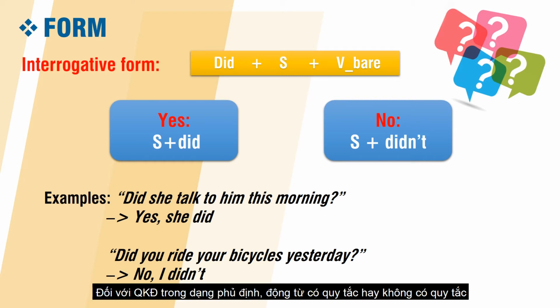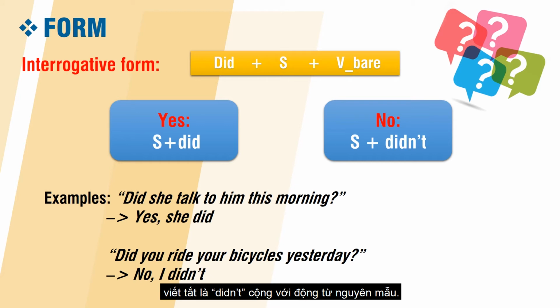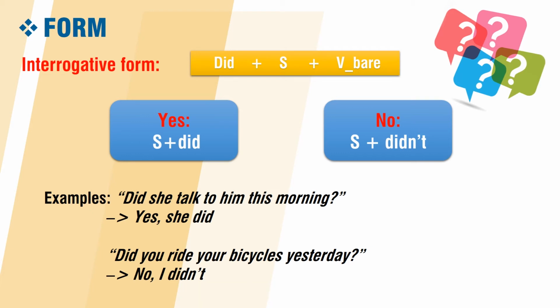For the past simple in negations, regular and irregular, we also use the past simple tense of the auxiliary verb to do, which is did, and we add not to it, contracting it into didn't, plus the infinitive form of the verb. For example, I didn't want to come over last night.